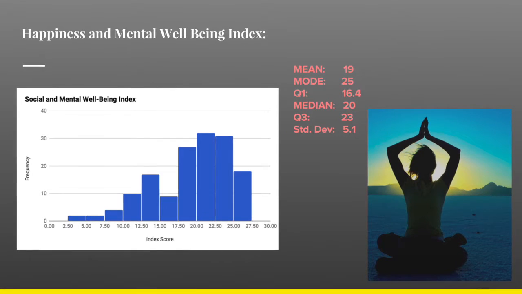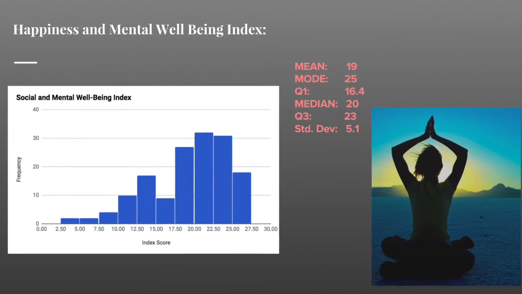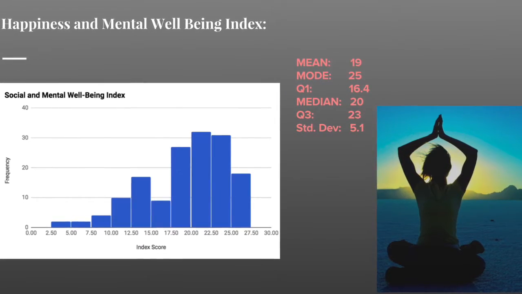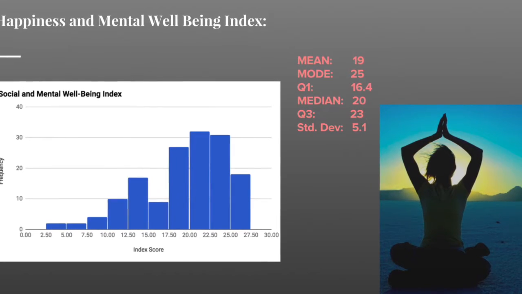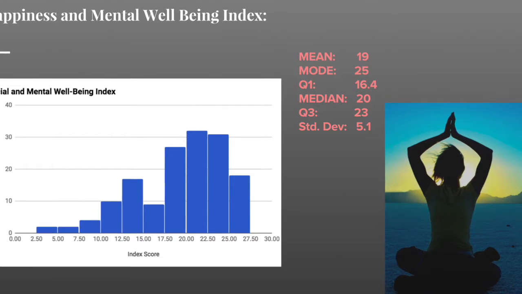As you can see on our histogram, there is a left skew, meaning that the majority of those surveyed have a happiness and mental well-being score below 20. The highest that could have been scored on the index was 27.5, which was achieved by a few of the respondents.